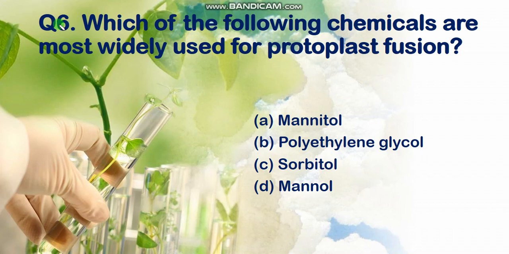Coming to the question number 6, which of the following chemicals are most widely used for protoplast fusion? Here option A mannitol, option B polyethylene glycol, option C sorbitol, option D mannose. And here for protoplast fusion we'll use polyethylene glycol, that we'll call as the PEG. So here correct answer is option B.